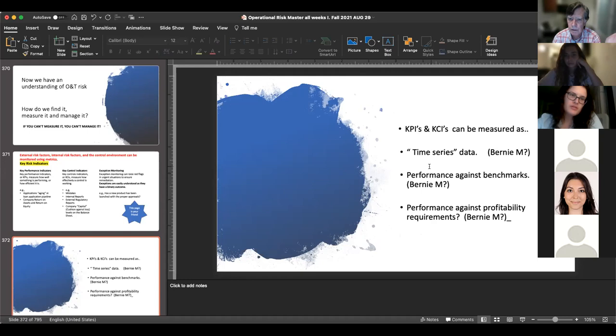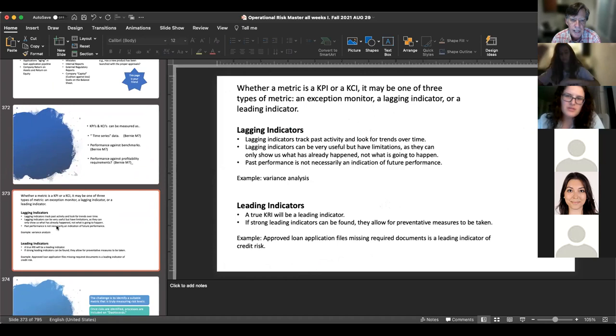Okay, like in Bernie's case, did he have any time series data on anything that we've looked at? Key performance indicators, key control indicators, exception monitoring. Was this the kind of thing that Bernie had? This will be very helpful for you. Now, all of these key risk indicators can be either lagging indicators or leading indicators. A lagging indicator tracks past activity and looks for trends over time.